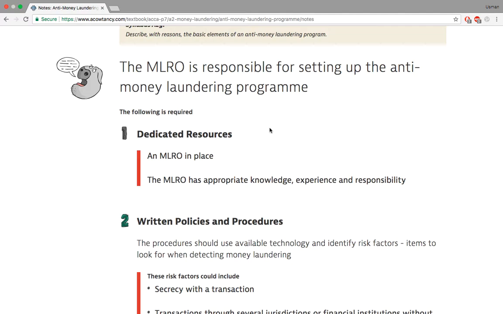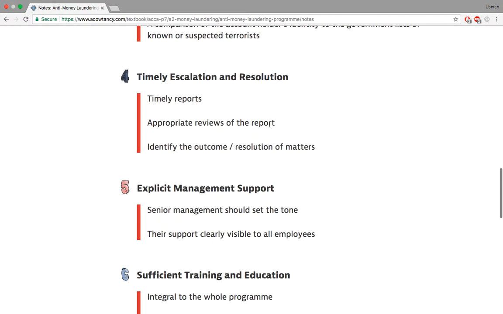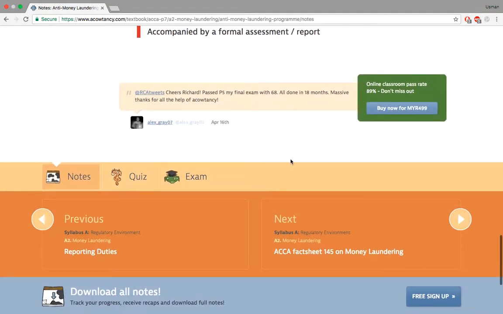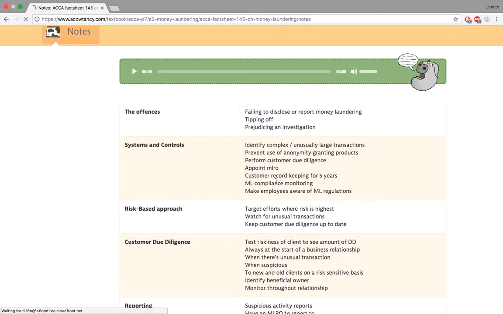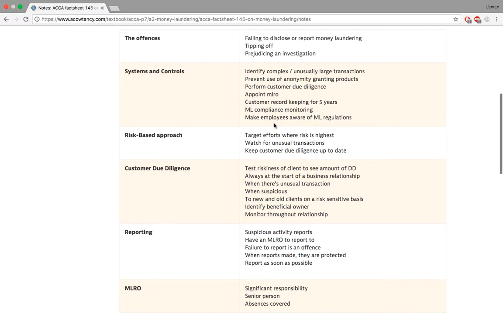So the MLRO is responsible for a few things. I don't want to read about the MLRO, so please, guys, read it yourselves. Should you have any questions, I am more than happy to address them. These are the ACCA fact sheet on money laundering. The offenses, what are the offenses?